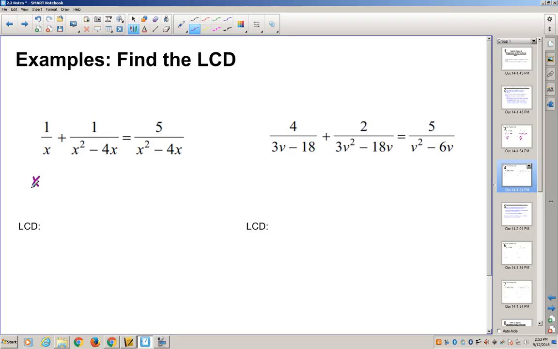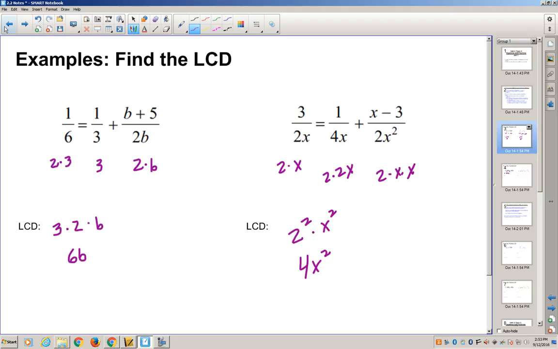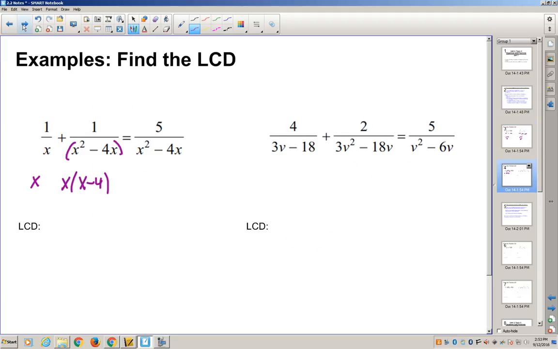So this is obviously just an x. But when I look at this right here, this can be factored. I can factor out an x, and when I do that, I'm going to be left with x minus 4. Okay? We're doing the same thing we did on the previous examples, only these were not polynomials. But the concept is the same.